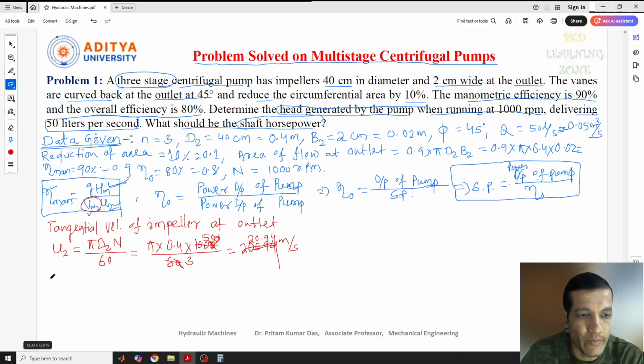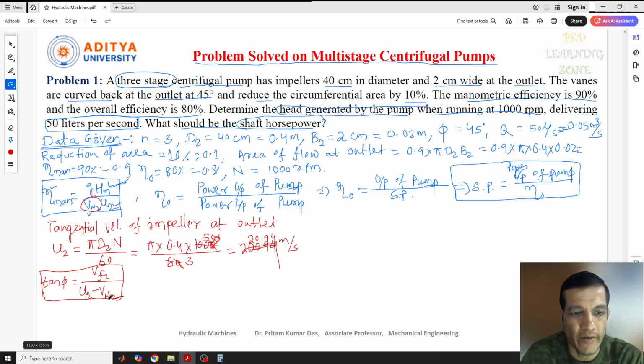So vw2 is nothing but, we know that at the outlet condition, if you remember the pump outlet condition, there our tan phi angle will be written in terms of vf2: tan phi equals vf2 divided by (u2 minus vw2). This was the formula for the outlet condition. Here phi value is given to us, correct? Phi value is given, u2 value calculated, and vw2 needs to be calculated, but vf2 is also not known to us.